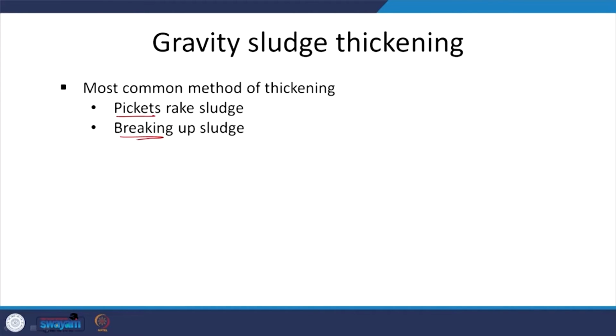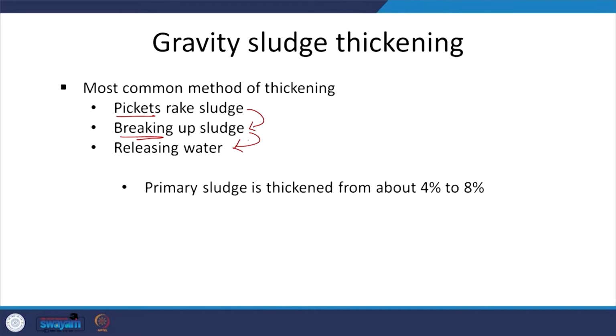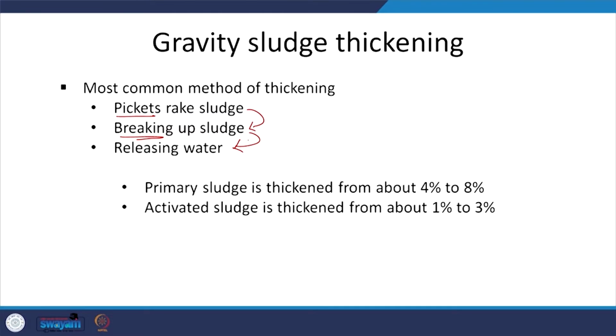Why is it? We want to break up the sludge, right, so that it can release the water, that is the key issue. Why do we have them? To break up the sludge. Why do we want to break it up? It is easier to release the water. So, primary sludge can be thickened from 4 to 8%, activated sludge 1 to 3%, even that is considerable, let us say, right.